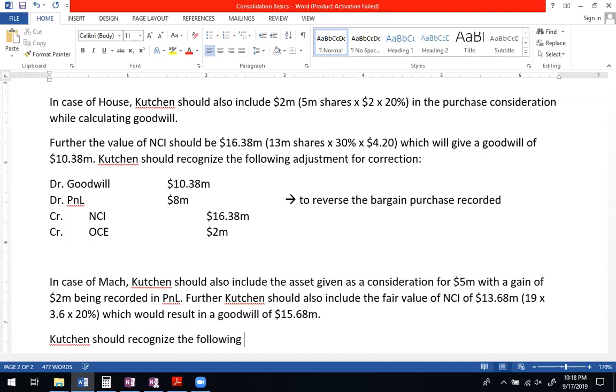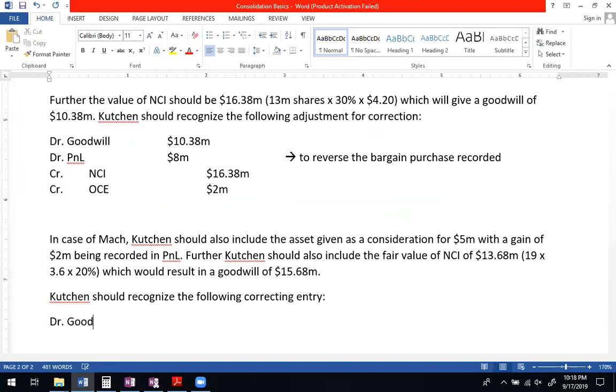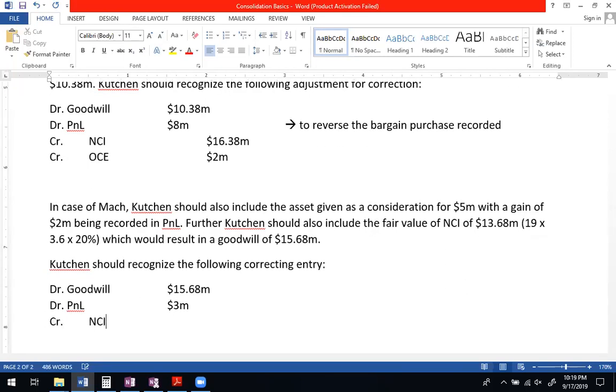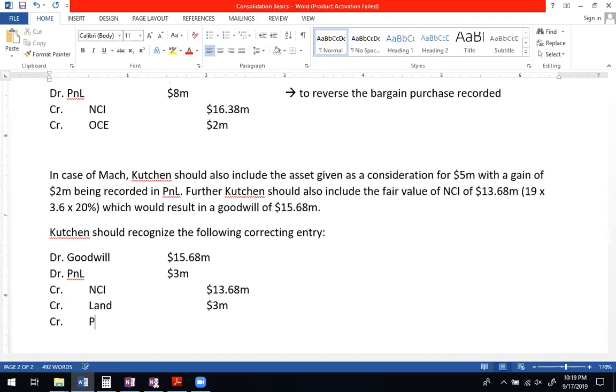Kuchin should recognize the following correcting entry, in which we are debiting the goodwill by $15.68 million. We are removing the bargain purchase of $3 million. We are recording the NCI by $13.68 million. We are crediting the land by $3 million and recording the gain on disposal of $2 million.